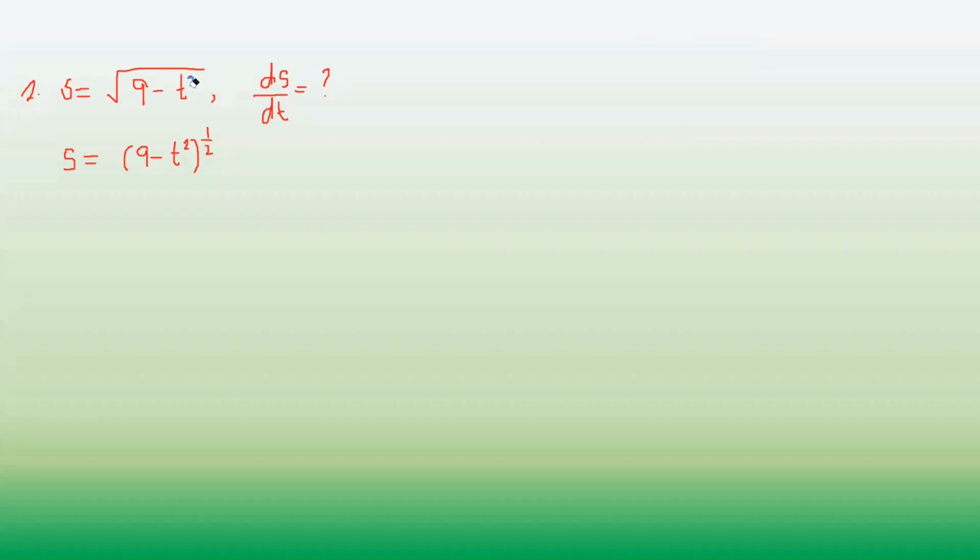Okay. Raise mo na natin ulit. This is t squared. Okay, so meron tayo ngayong u raised to 1/2. Then differentiating, we have ds over dt is equal to, mababa si 1/2, n times u, 9 minus t squared, raised to, this is 1/2 minus 1. Kaya ayusin natin pagkakasulat.